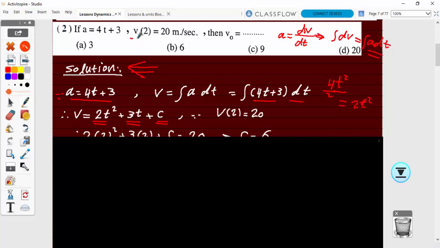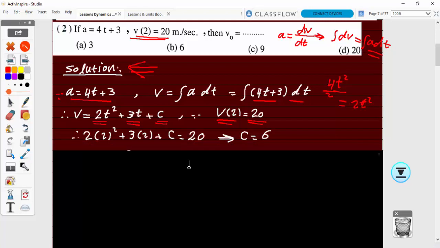Here we have V of 2 equals 20. It means after 2 seconds, the velocity becomes 20. So substituting t equals 2 here and the velocity equal 20, you can calculate it. You will get c equals 6.